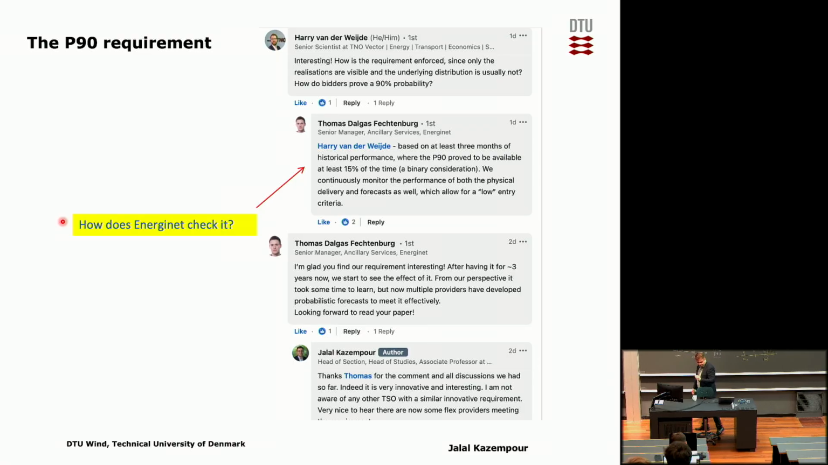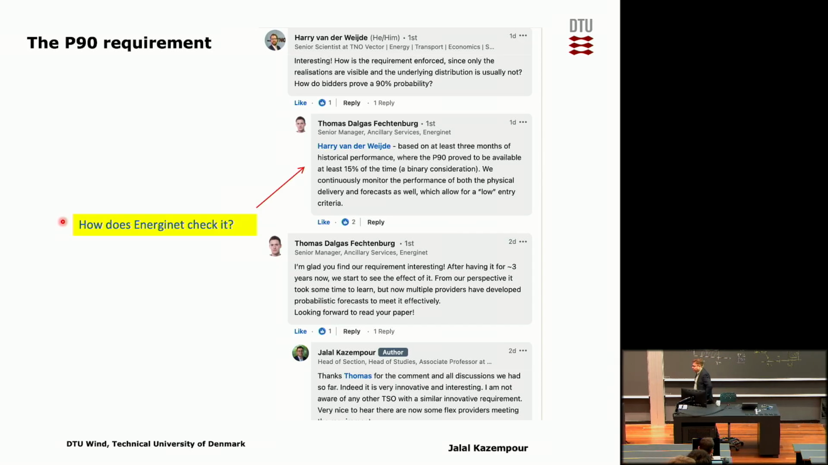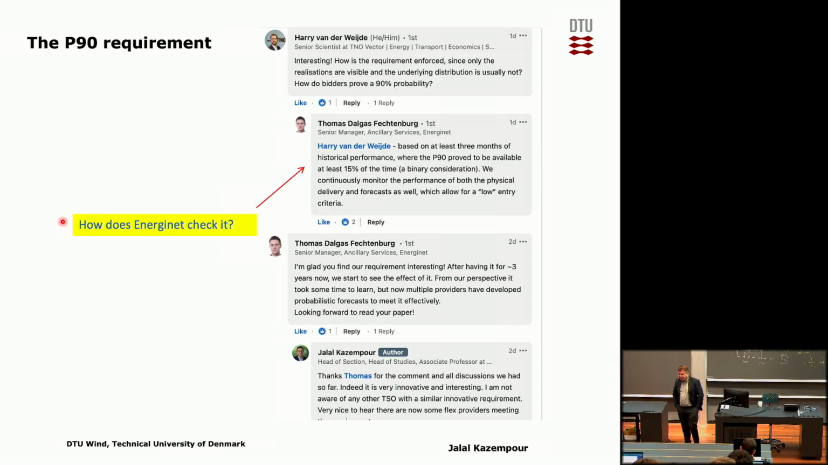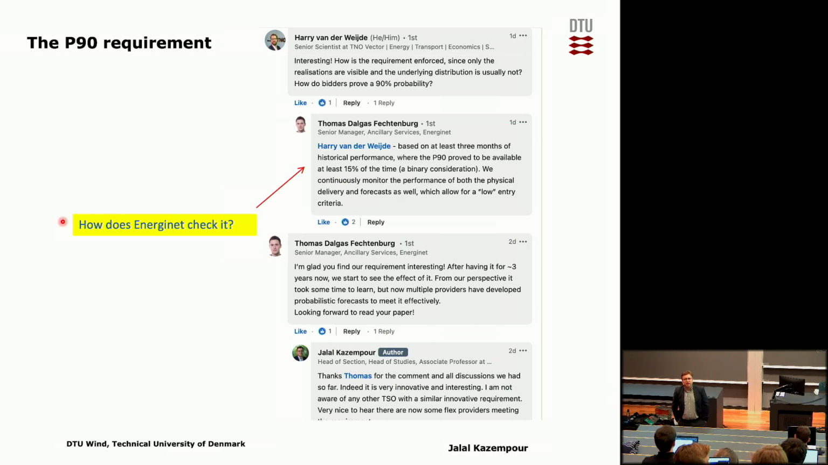Okay, before talking about mathematics, let me ask a question and then we can have a break. As far as I know, it's only Energinet that has this P90. Every other TSO has P100.